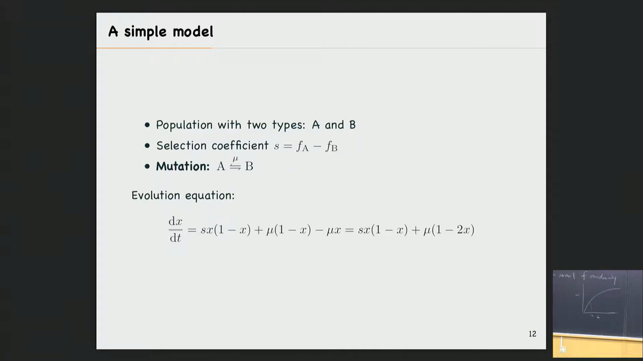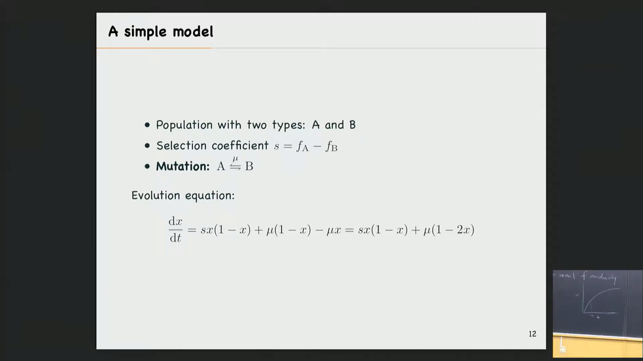It will have 2 terms. One term is the selection effect, which is the selection coefficient S times X times 1 minus X. Of course, that tells you that there is a fixed point at X equals 1 and a fixed point at X equals 0, where selection is no more working. But then we have the effect of mutations. You have a positive term, mu times 1 minus X, which means that a B can mutate into an A, and then there is a negative term, which is an A mutating into a B, minus mu X.